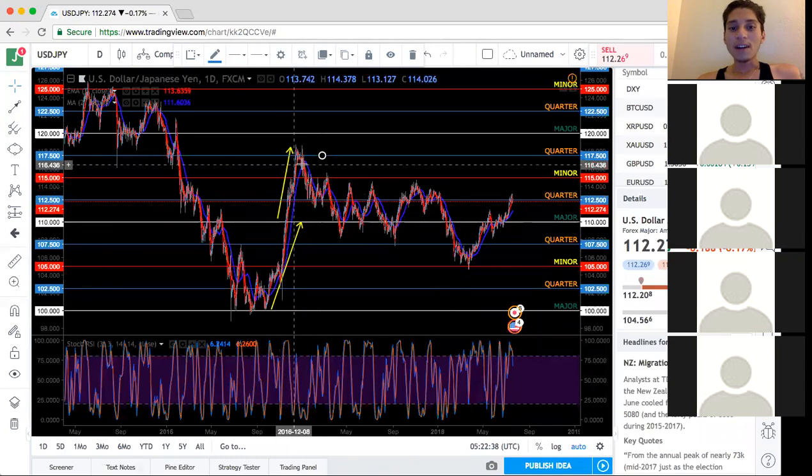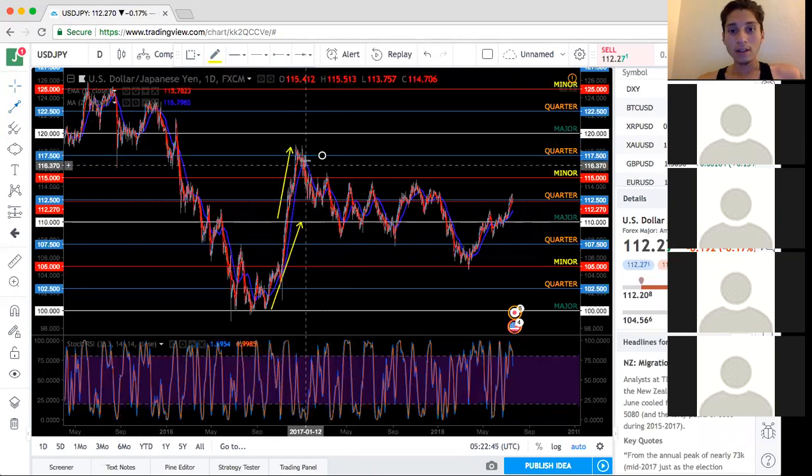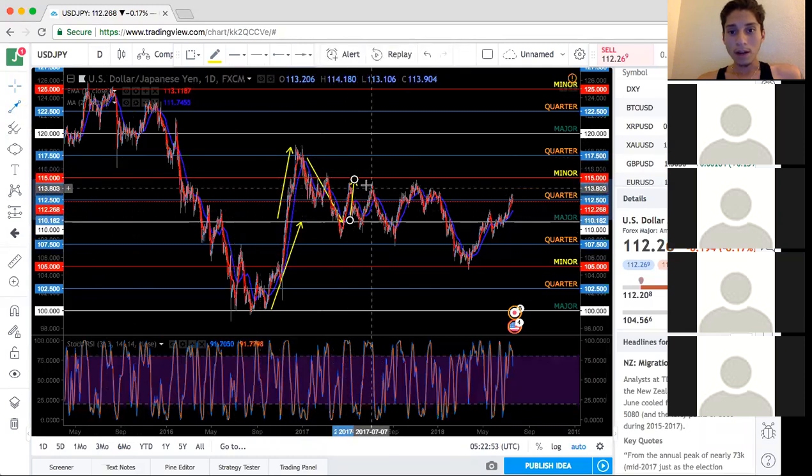Cool. But yeah, do you see how it shot up from this major level all the way up to this quarter up here? 750 pips. You could have caught 750 on the way back down, then caught another 500 pips to the minor. Caught it right back down, caught it right back up. You see this?